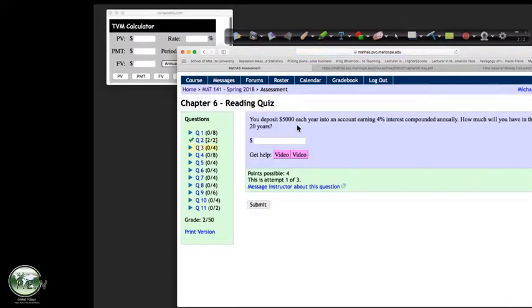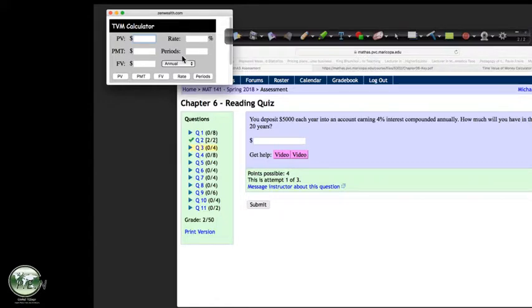So you deposit $5,000 each year into an account earning 4% interest compounded annually. How much will you have in the account in 20 years? Now, do we have to do 20 calculations with this? Fortunately not. This is where our TVM solver comes in. It is built in for doing annuities as well.